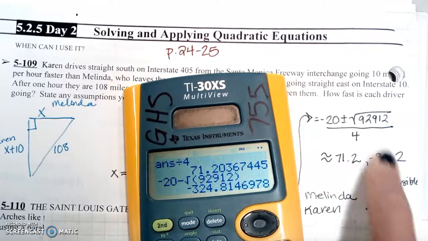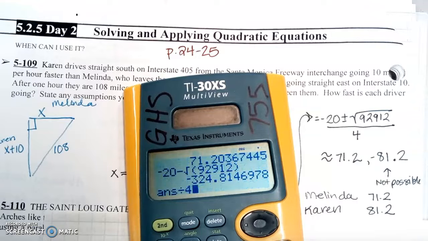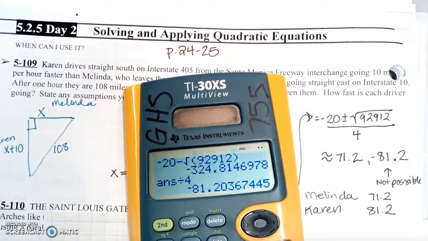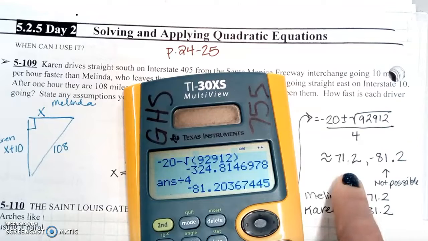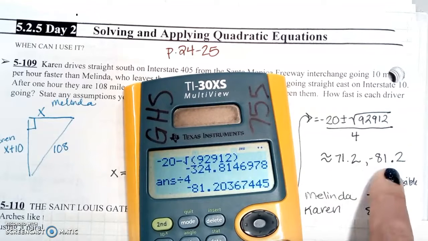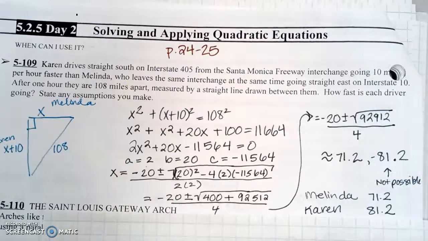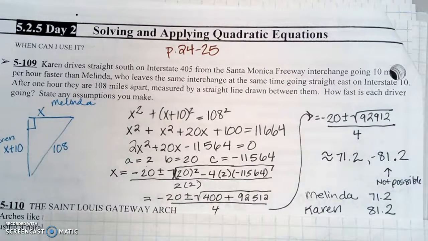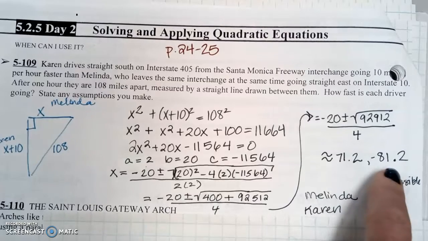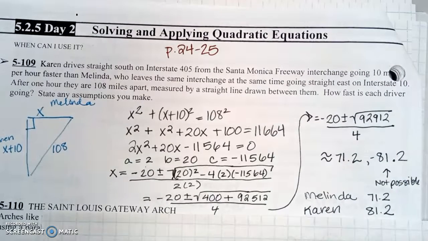Hit the equal sign, then divide by the denominator of 4. And again, we get this negative 81.2 rounded. Okay? Now, we got this positive answer of 71.2 and this negative answer of 81.2. When we're talking about how fast somebody's driving a car, does it make sense to have them going negative 81 miles per hour? Is that a possible thing?